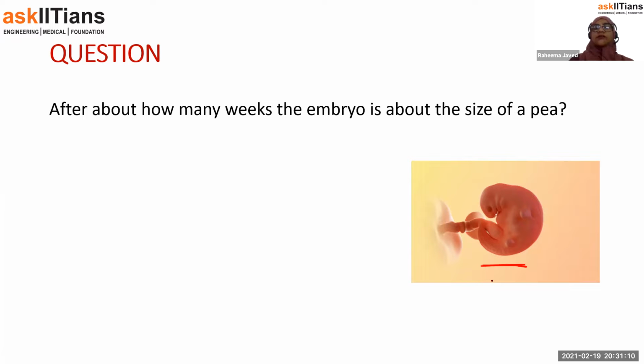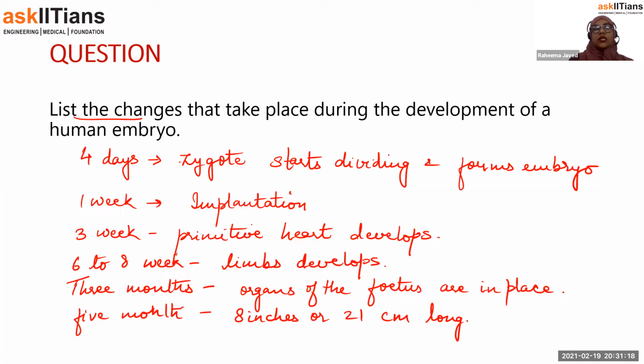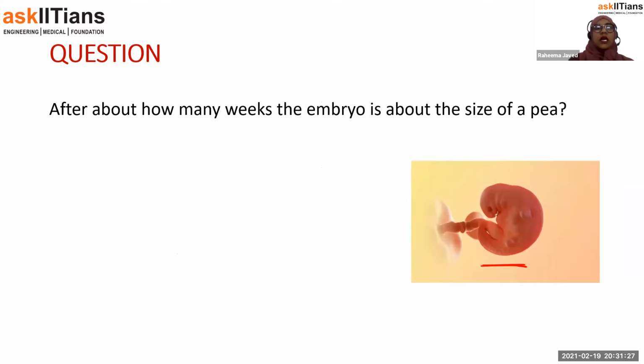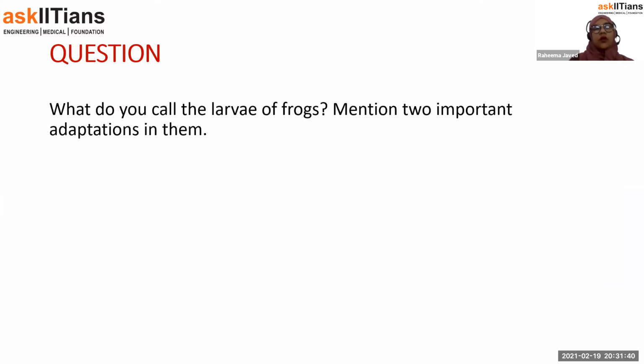If you do not remember, I'll just go to the previous question. Just after the 3rd week, the primitive heart develops. After about 5 weeks, it looks like this, and the size is about the size of a pea. Okay, so let's move on.